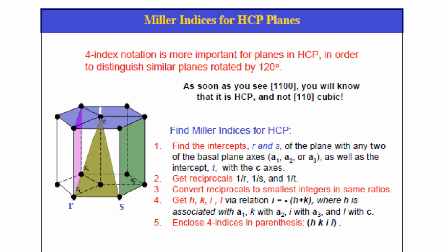So if you want to find the Miller indices, for example, we have to find the intercepts. So it will be like HKIL. The indices will be HKIL and I will be minus of H plus K. That will correspond to the third axis.